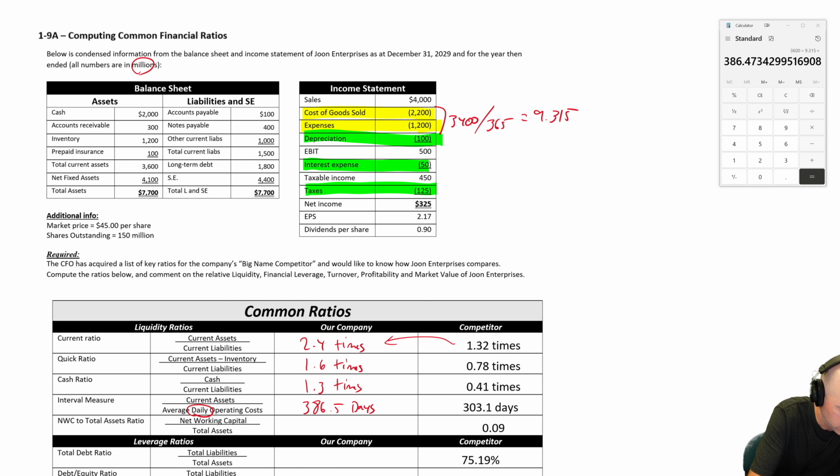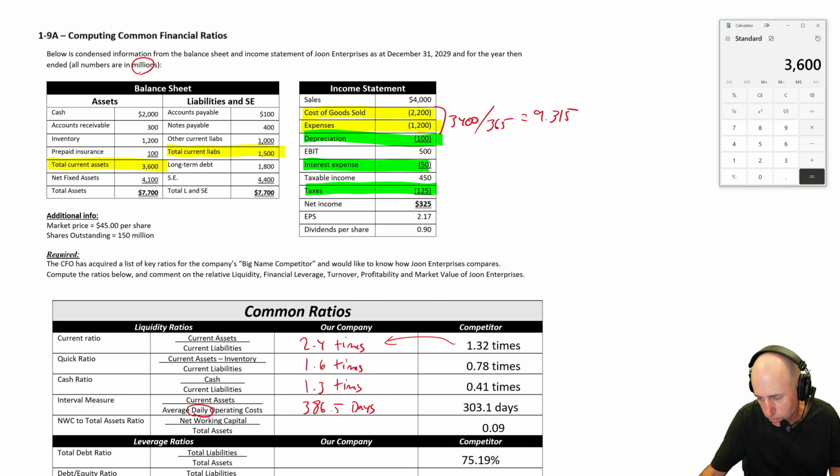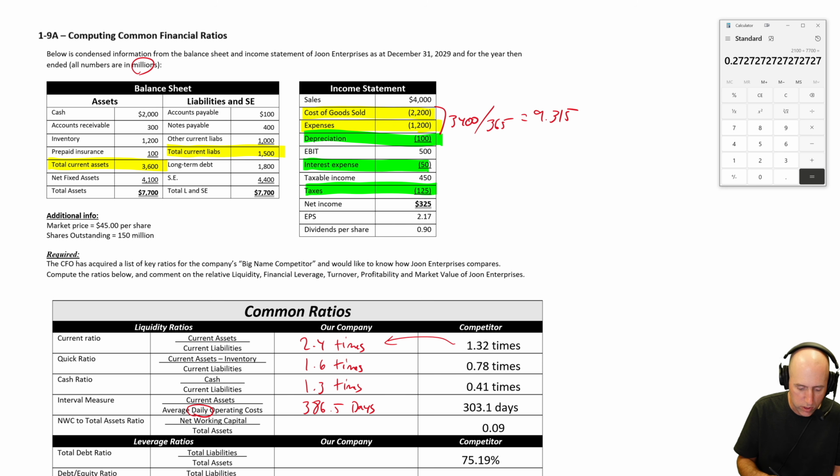So net working capital is current assets minus current liabilities. So current assets not divided by, but minus. So 3,600 minus 1,500, 2,100, all divided by total assets, which in this case is 7,700. So I'm going to divide by 7,700, and I get 0.273.